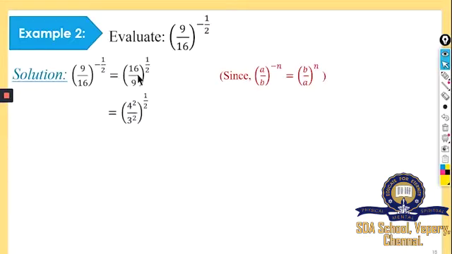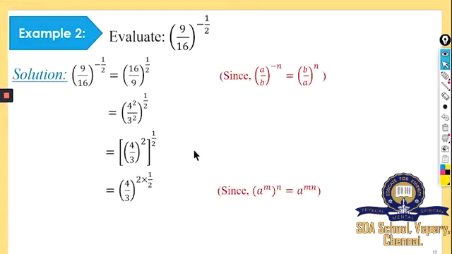So next step is we are writing 16 as 4 square, since 4 into 4 is 16. Likewise, we are writing 9 as 3 square, since 3 into 3 is 9, and to the power 1 by 2 write as such. So now if you observe here, you have power 2 common to both the numerator and denominator. So I am going to write it commonly outside. So 4 by 3 to the whole power 2, and this power 1 by 2 write as such.